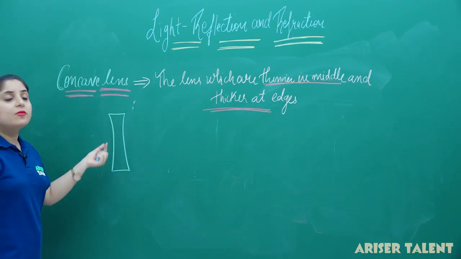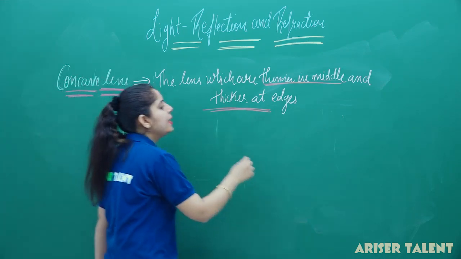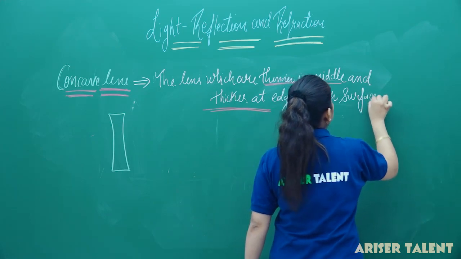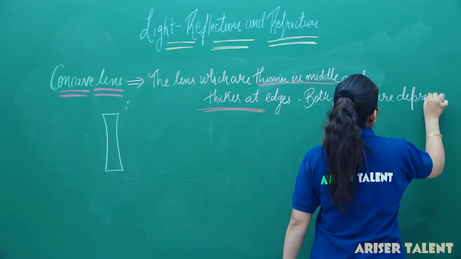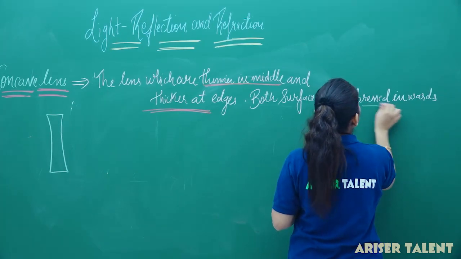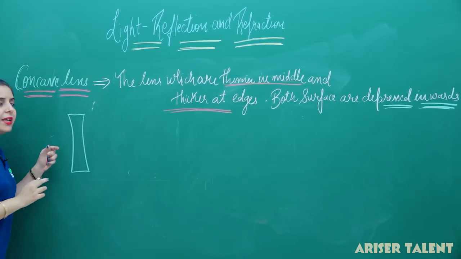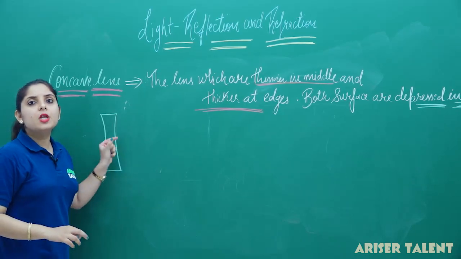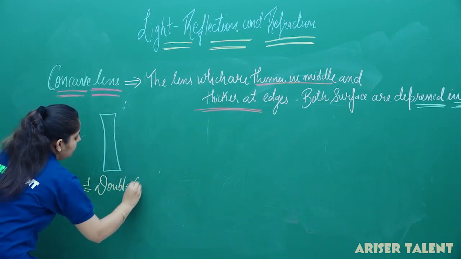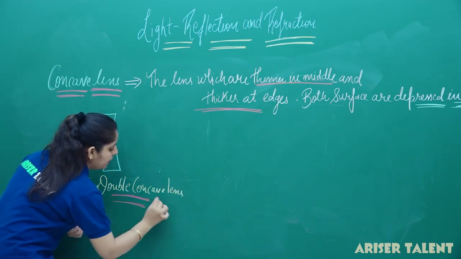This is a diagram for our concave lens, and you can see that both the surfaces are somewhat depressed inwards. So one more definition we can write here: both surfaces, or refracting surfaces, are depressed inwards. This is a common concave lens, and we can also call such a lens a double concave lens. So this will be our double concave lens.